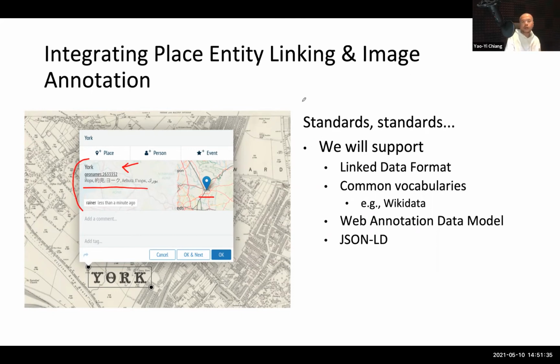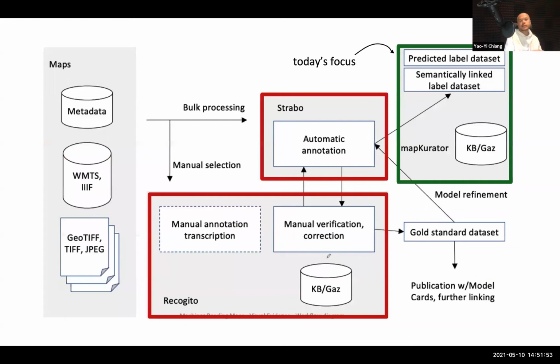Also, we follow many different standards. We support linked data format. We are going to use common vocabularies like Wikidata. In annotation, we use a web annotation data model, and we use JSON-LD. So again, this is the summary of the entire MRM project, and today's focus is on Map Curator. And everything developed under this project is open source.